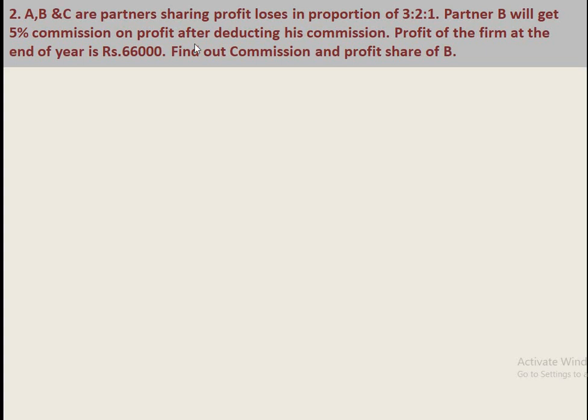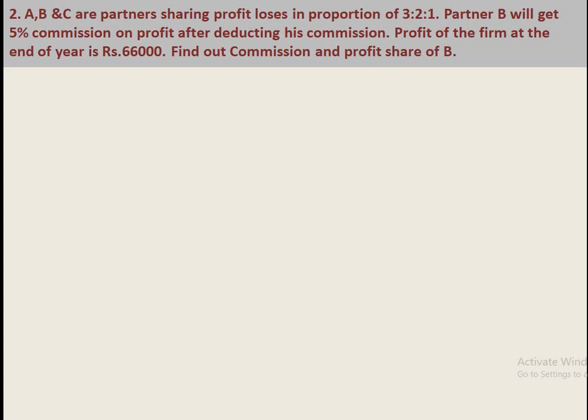But here he will get 5% commission on profit after deducting his commission. Profit of the firm at the end of year is 66,000. Let me clarify. The profit available to you is always before deducting commission, while here 5% is said on profit after deducting his commission. This is contradictory. So how to solve this sum, let me check.